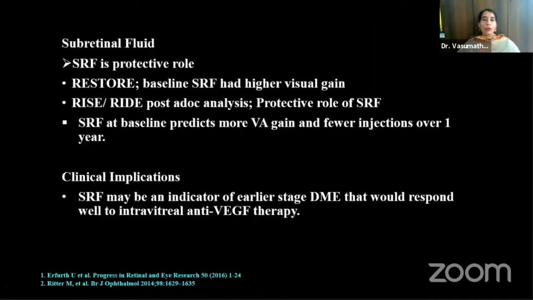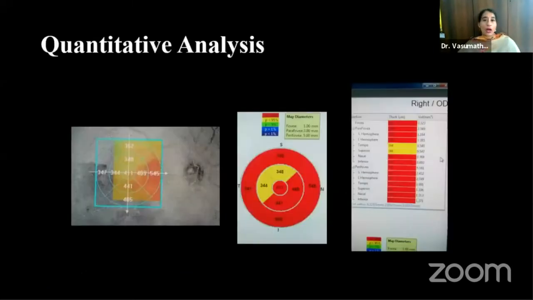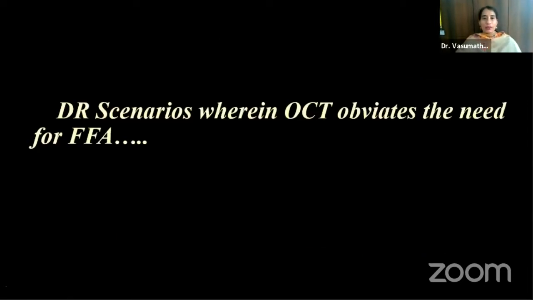Subretinal fluid, however, is suggested to have a protective role based on the RESTORE, RISE and RIDE studies, and it predicts a better visual acuity gain and fewer injections over a period of time. It also probably indicates that patients with SRF and diabetic macular edema may respond better to anti-VEGF injections. And in quantitative 3D maps, if it is red, that means the thickness is definitely increased when compared to yellow or green or blue. Blue means the retina is thinned out.